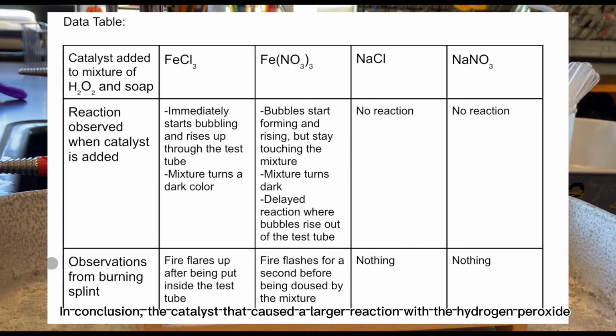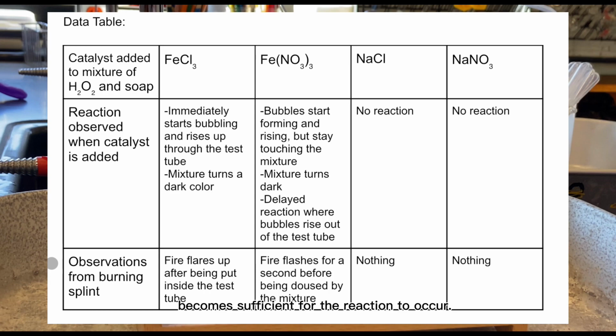In conclusion, the catalyst that caused a larger reaction with the hydrogen peroxide was an iron 3 ion. This catalyst lowers the activation energy needed for the reaction, causing it to happen faster because the energy already present in the reactants becomes sufficient for the reaction to occur.